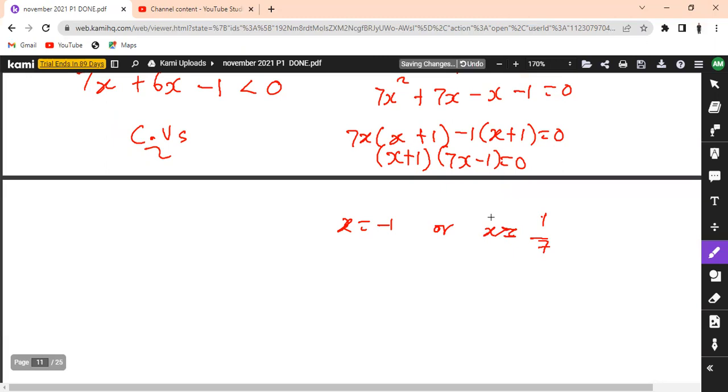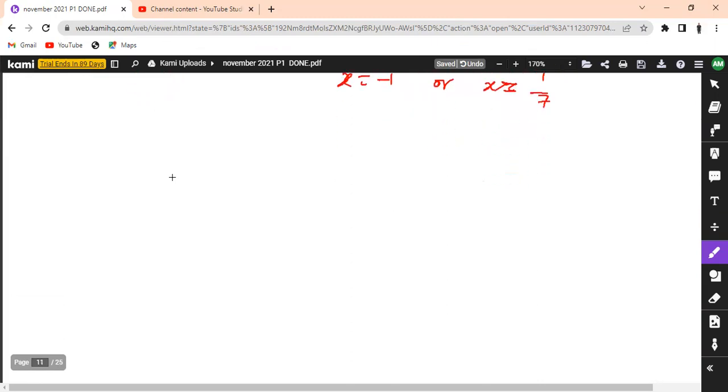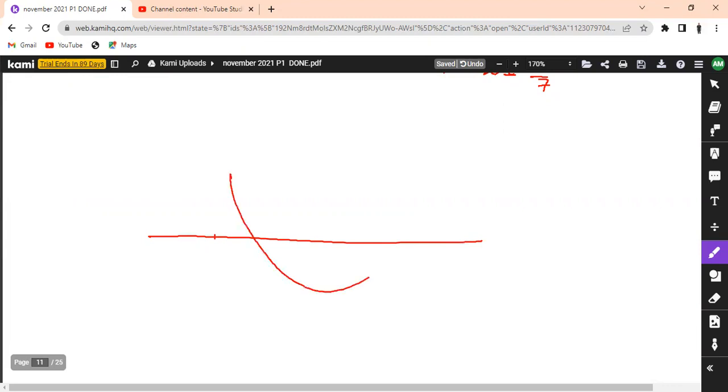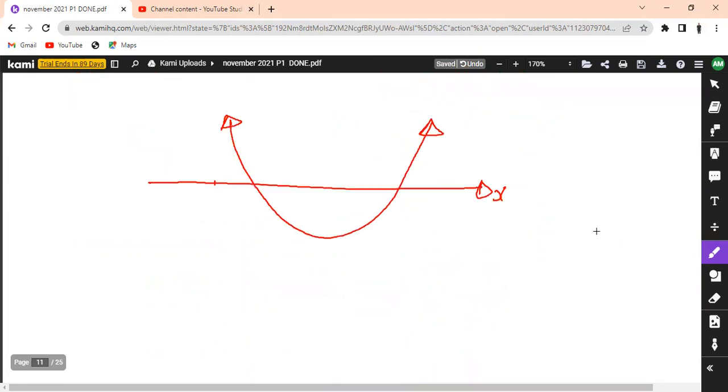Okay. Then according to the function, this is a positive. So remember, if it is a positive, it's going to be a smiley shape like this one. That's a positive. So that's what you're going to have. In this case, it's going to be a smiley shape. And these are the values of x that we are going to have, which is from minus 1 to 1 over 7. So this is minus 1 and this is 1 over 7.